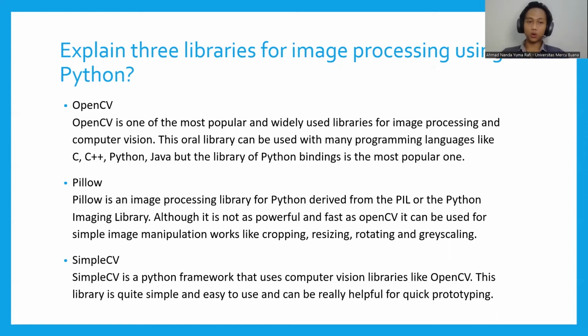And the next is Pillow. Pillow is an image processing library for Python derived from the PIL, or the Python Imaging Library. Although it is not as powerful and fast as OpenCV, it can be used for simple image manipulation work like cropping, resizing, rotating, and grayscaling.